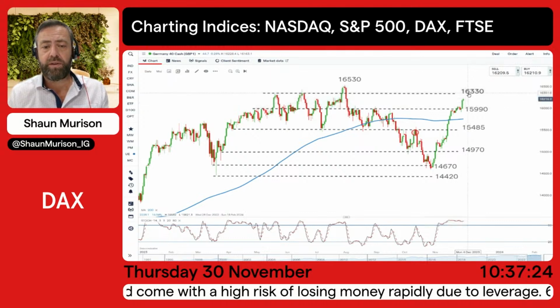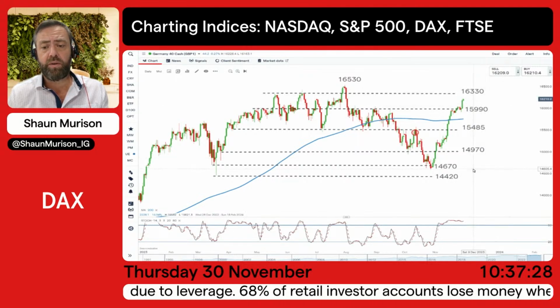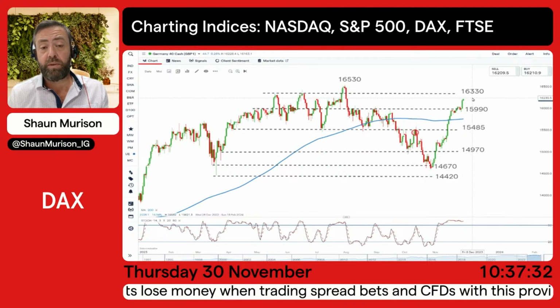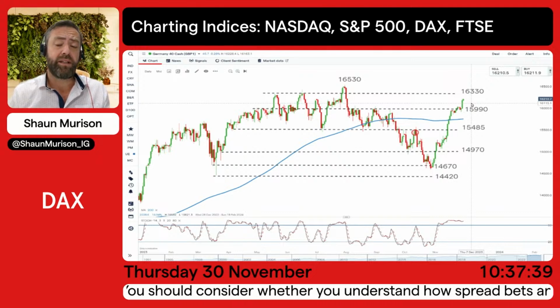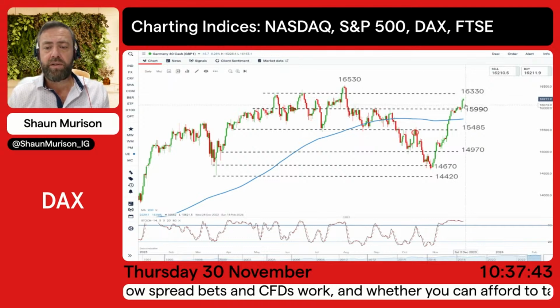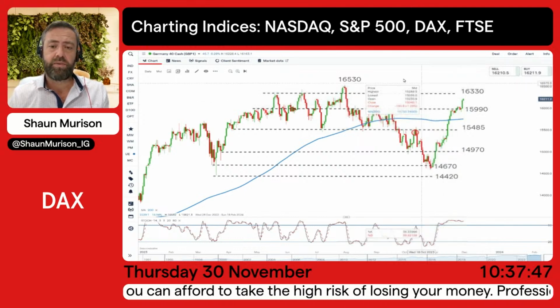16,330 level. If we get through that, the 16,530 does become a further target. But we are looking quite overbought, and so if we do have a bit of a reversal close towards that, that might open up a new short entry. But for now, the long trade is the one that's in play, 16,330 being that target. Trailing stop loss might be a consideration for those looking to lock in a bit of profit and reduce their downside risk for that move.